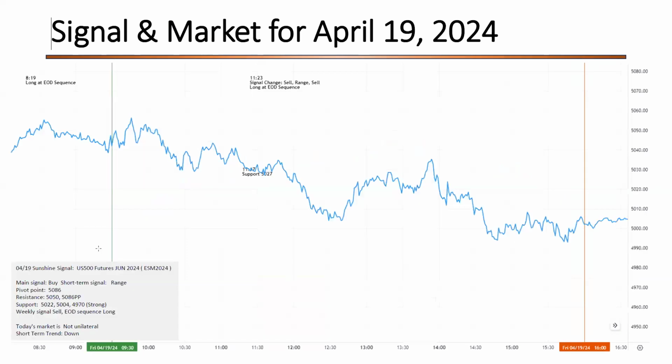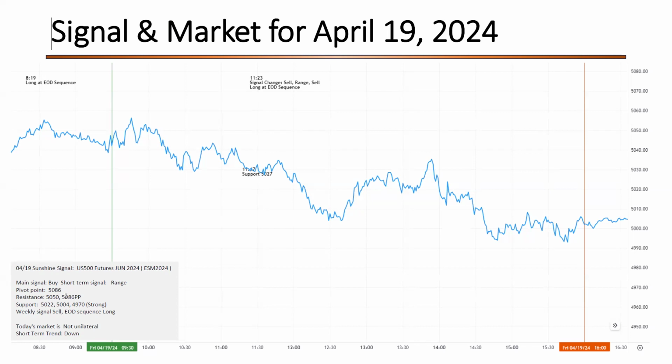Now let's take a look at the signal. The signal here is buy range sell. That is an upgrade, but this is also a tricky signal when you have buy range sell. So you have all the gamuts here. So that could be a tricky trading day. So here the key is to make sure to be patient. Again, as long as we're under this pivot point of 50.86, we're still going to be looking to short bounces.